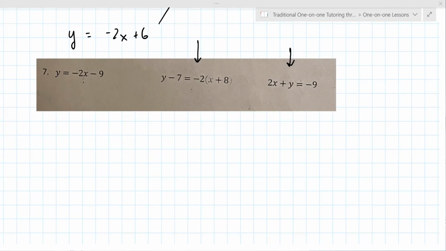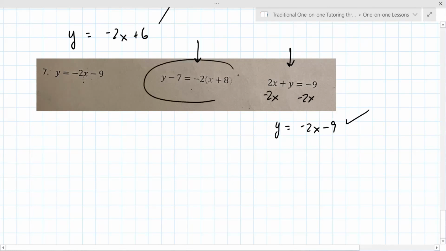All right, so the right goes to the left. It does. You subtract 2x from both sides. Okay, and you get y equals minus 2x minus 9. Now let's look at the middle one. The middle one, okay.